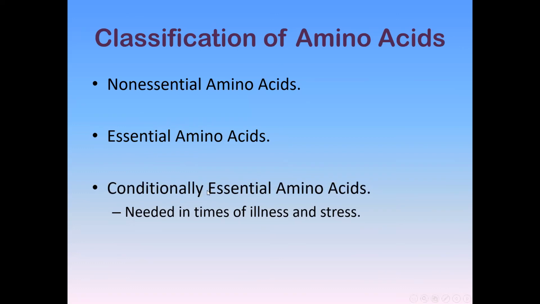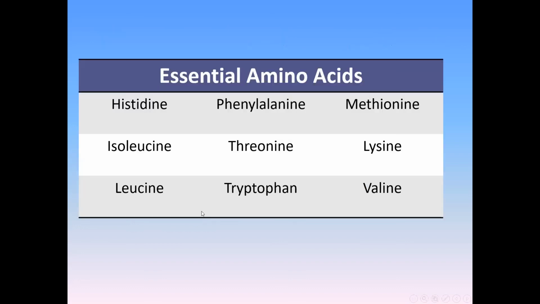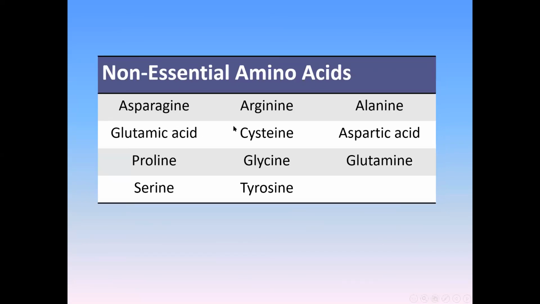Why do we say essential? Essential means that if we don't get these amino acids from food, our body will not have them unless it degrades the muscles and obtains these essential amino acids. And the non-essential, of course, the body can synthesize these amino acids, and conditionally essential ones are needed in times of illness and stress or pregnancy. So this is the list of essential amino acids. These are 9 essential amino acids, and there are more than 9 non-essential amino acids.